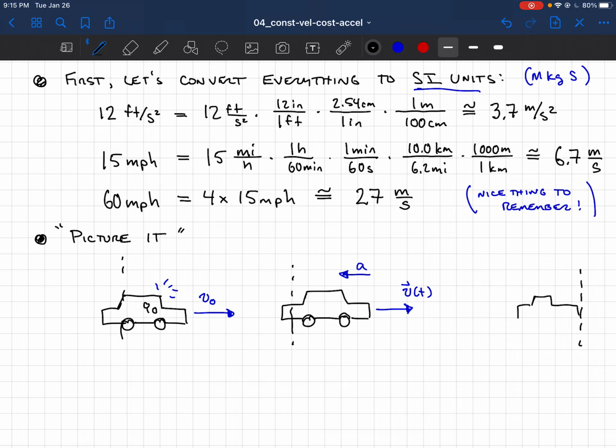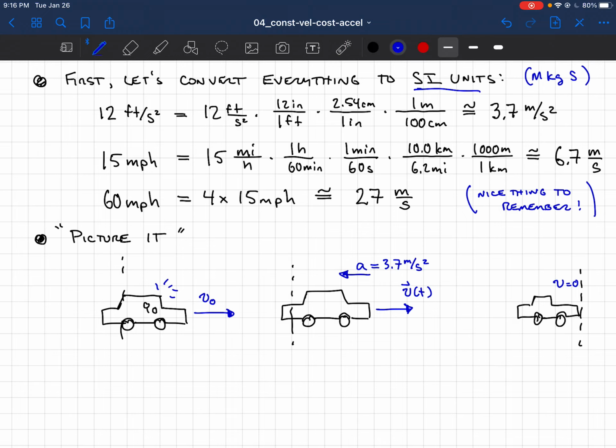So let's just draw that. This is where v is equal to 0 at this moment in time. So we've labeled some things. The acceleration is the same for both cases, so we can write that in. It's 3.7 meters per second squared. And you notice I pointed it backwards because it's slowing down. If you point an acceleration opposite to a velocity, that means slowing down.